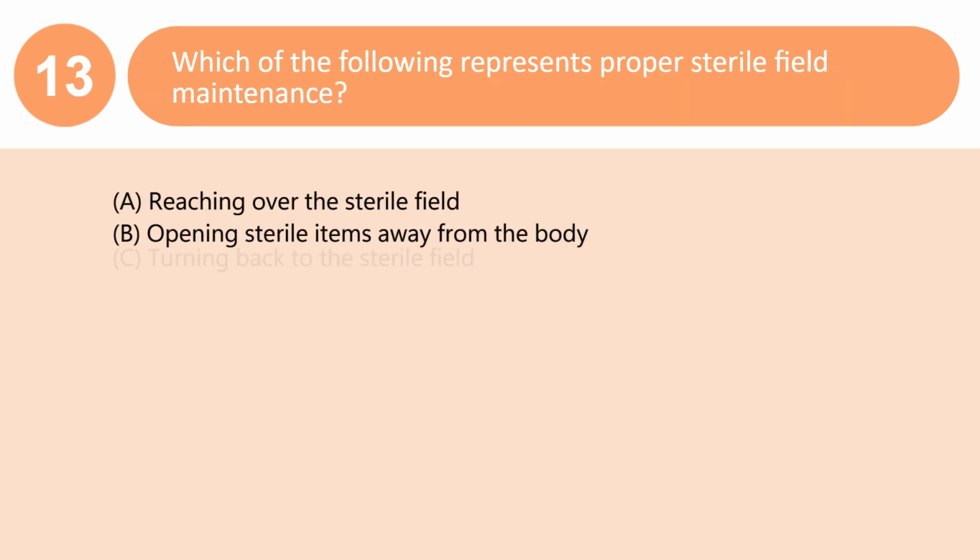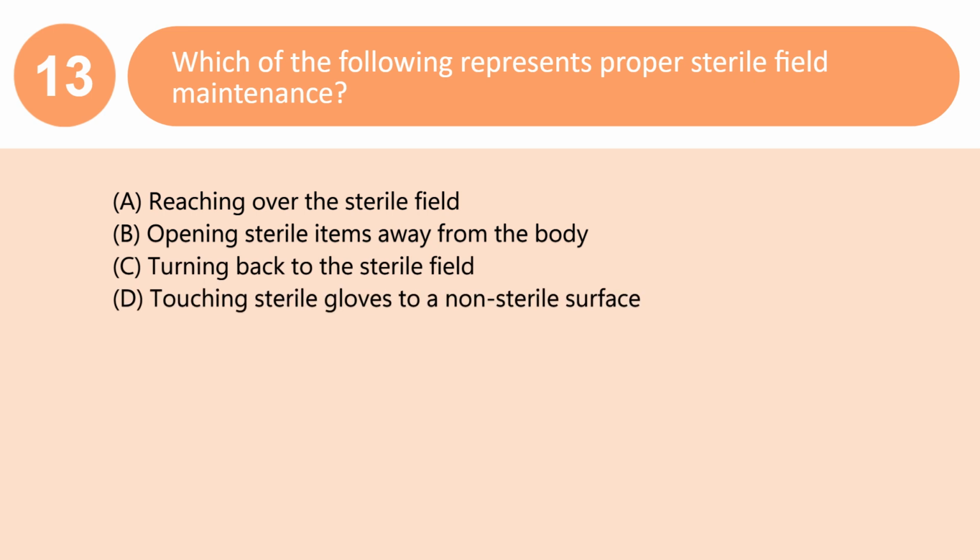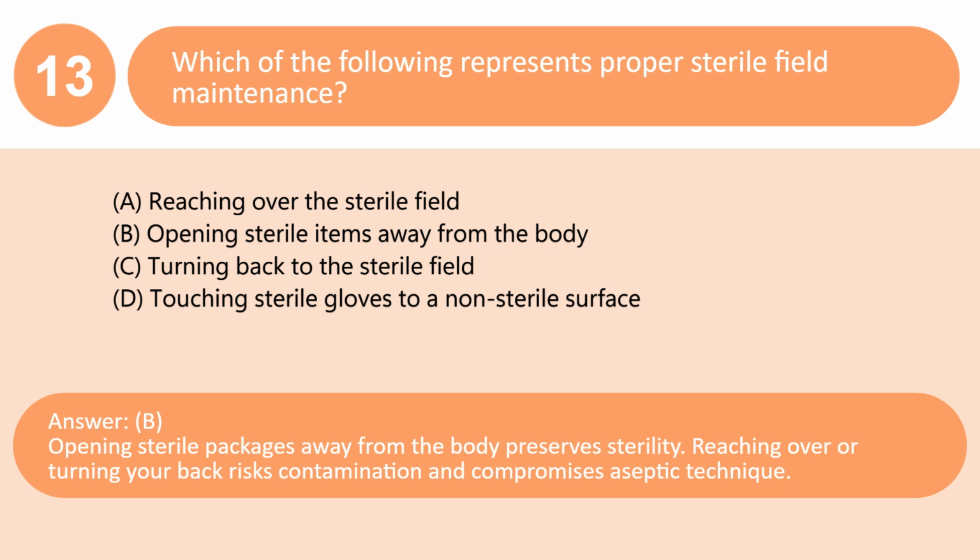Which of the following represents proper sterile field maintenance? A. Reaching over the sterile field. B. Opening sterile items away from the body. C. Turning back to the sterile field. D. Touching sterile gloves to a non-sterile surface. Answer: B. Opening sterile packages away from the body preserves sterility. Reaching over or turning your back risks contamination and compromises aseptic technique.